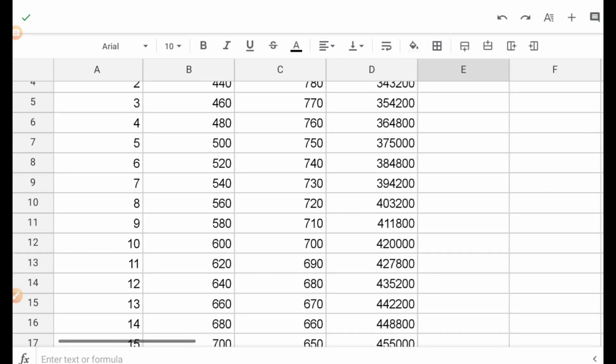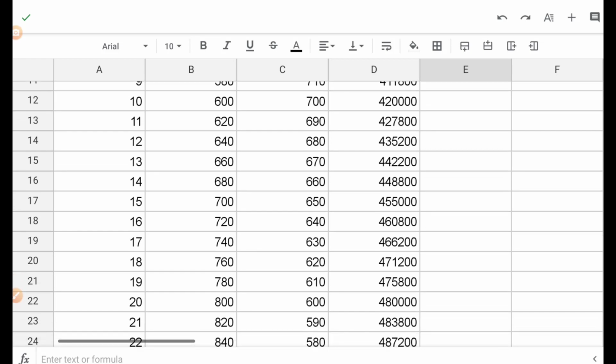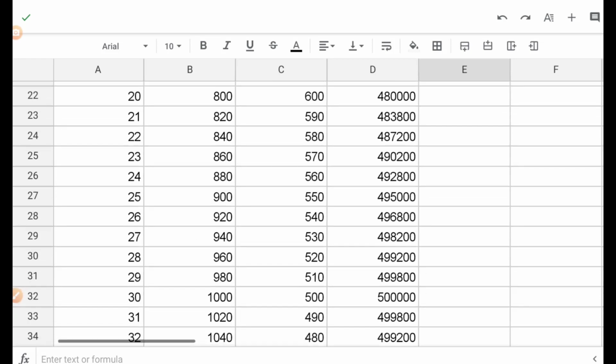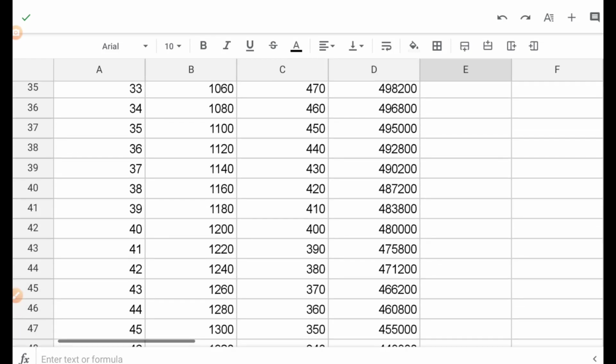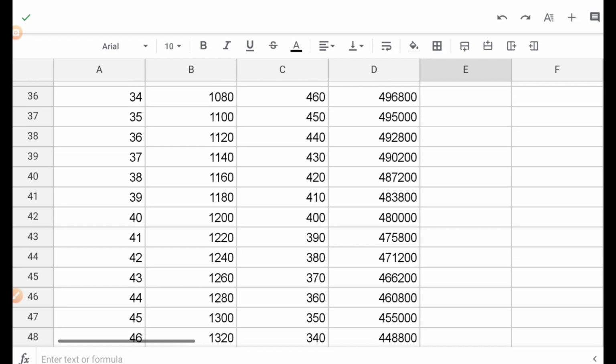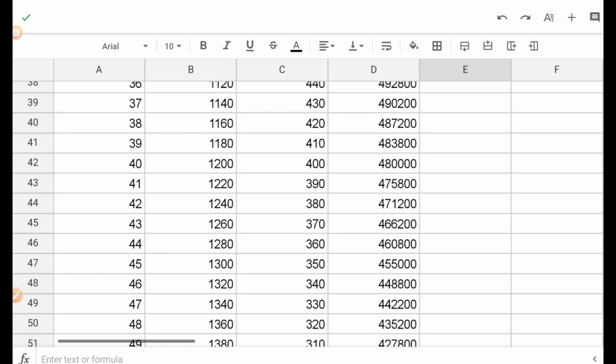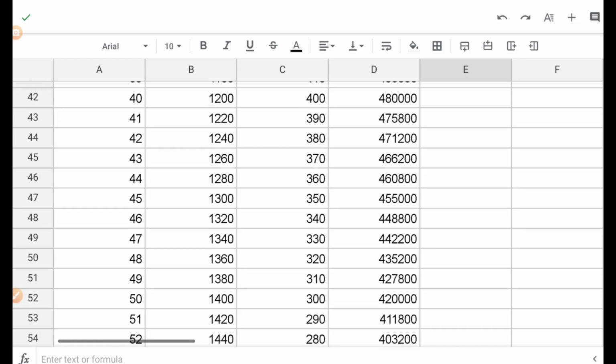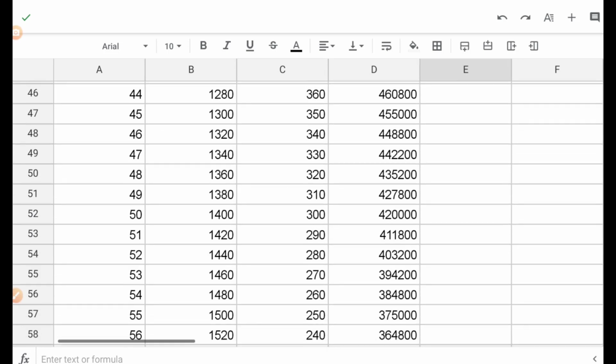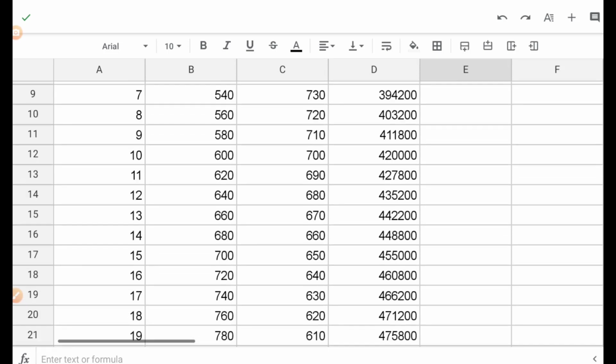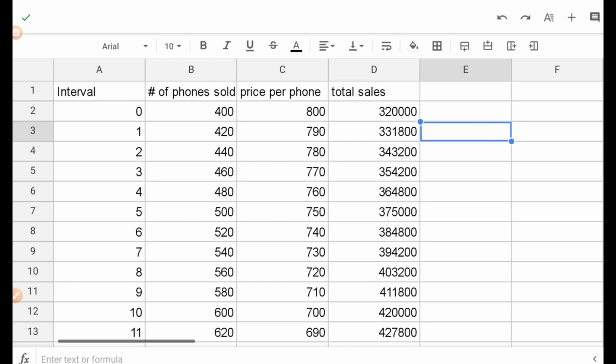And keep going, and you notice the total sales just keep going higher and higher, and then something's happening. Now we get to a point where the sales are getting lower and lower. So what it tells us is that we can't just keep lowering the price till zero, because then you're not going to make any money.